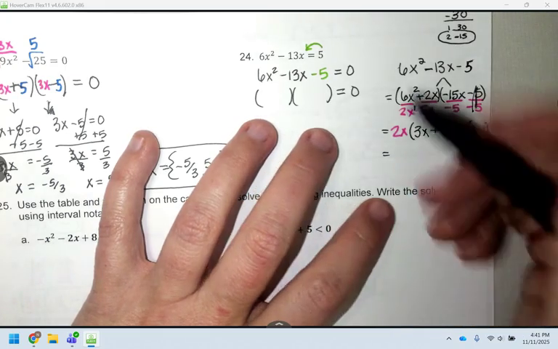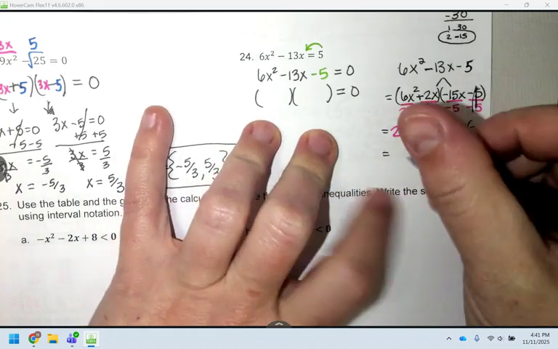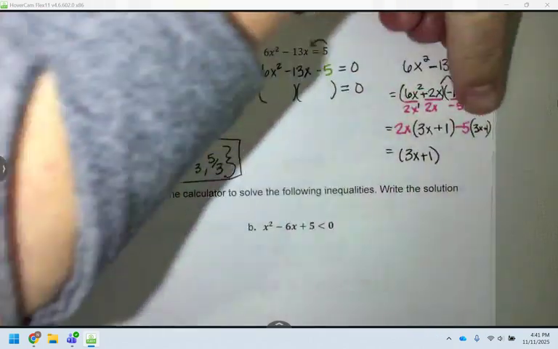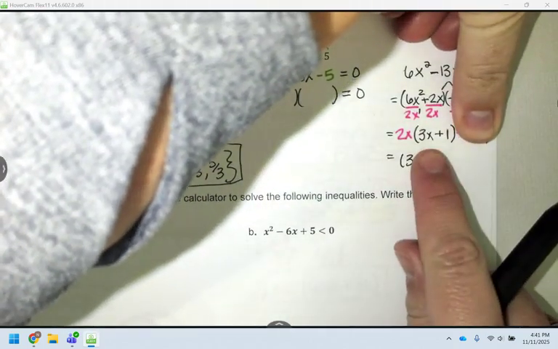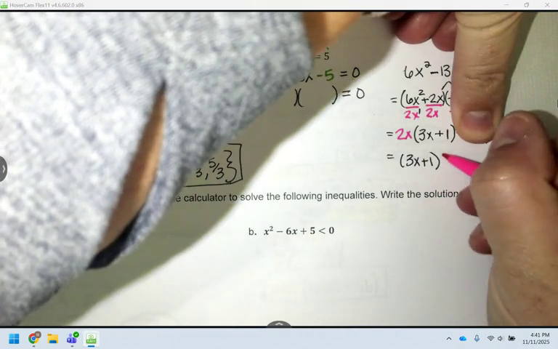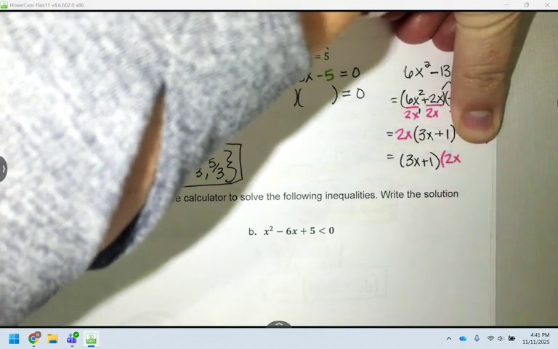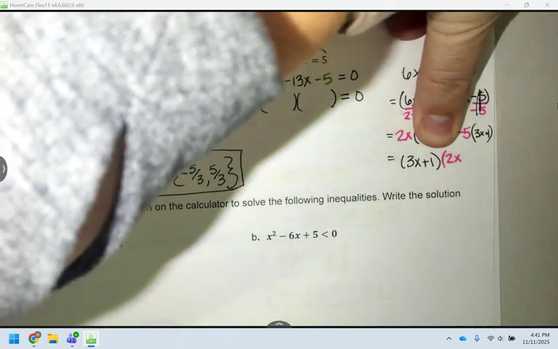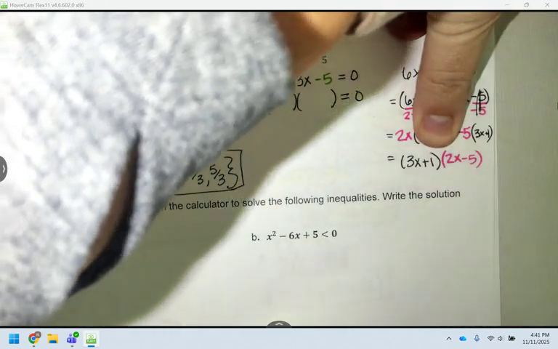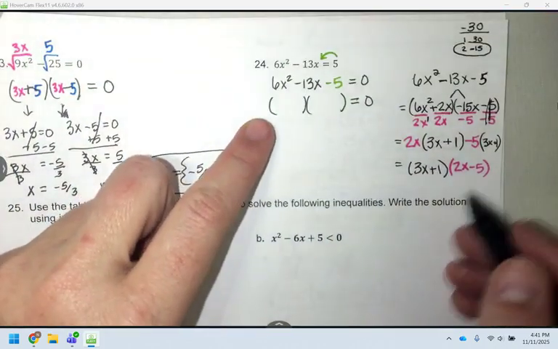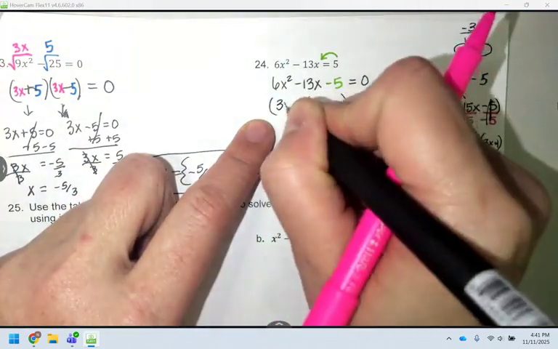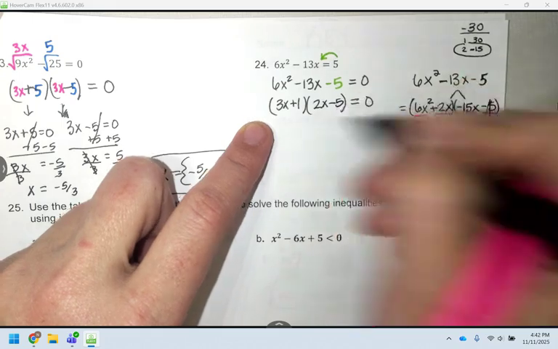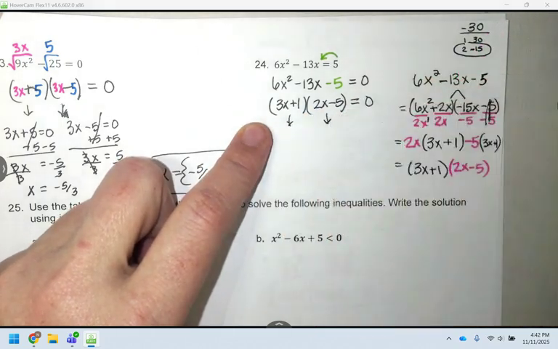Okay, now you can see that 3x plus 1 is a common factor. So if you're looking at this term only, and I take out 3x plus 1, I'm left with a 2x. If I look at this one, I take out a 3x plus 1, I'm left with a minus 5. So that's what's going to go here. And now I can set both of these equal to 0.